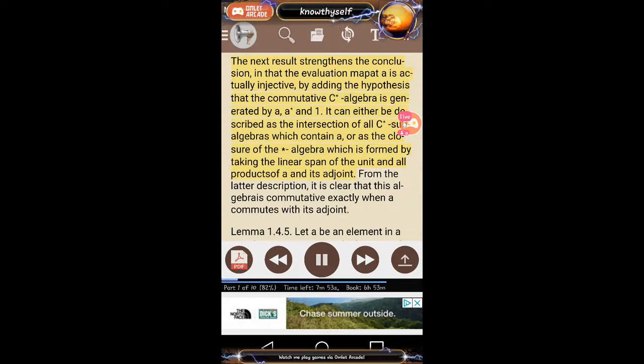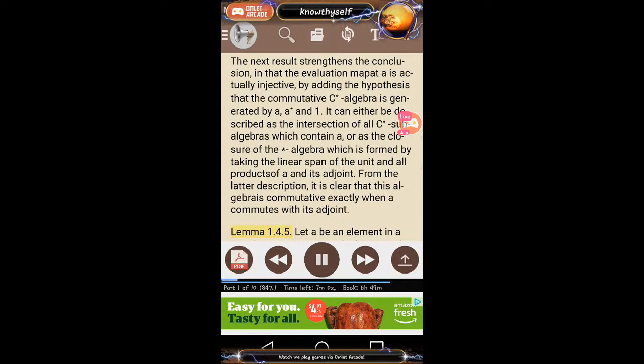The next result strengthens the conclusion, in that the evaluation map at a is actually injective, by adding the hypothesis that the commutative C*-algebra is generated by a and 1. It can either be described as the intersection of all C*-subalgebras which contain a, or as the closure of the algebra which is formed by taking the linear span of the unit and all products of a and its adjoint. From the latter description, it is clear that this algebra is commutative exactly when a commutes with its adjoint.